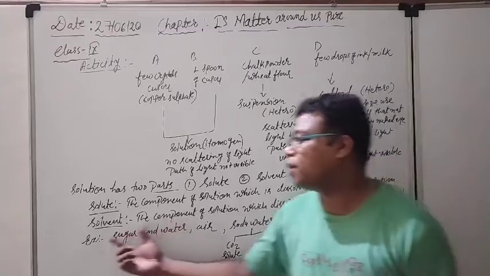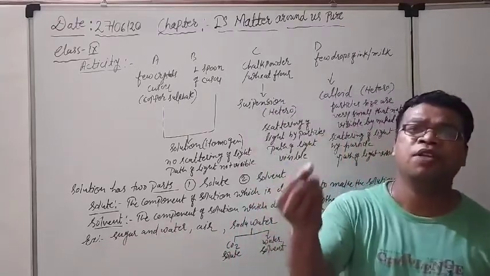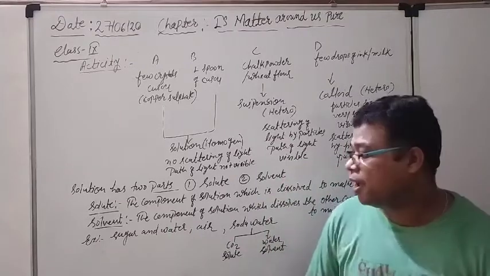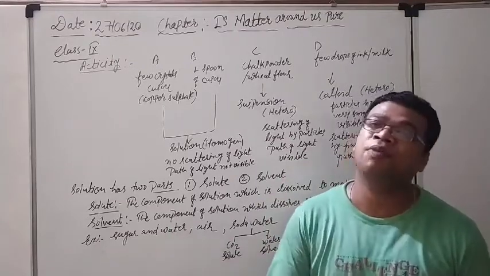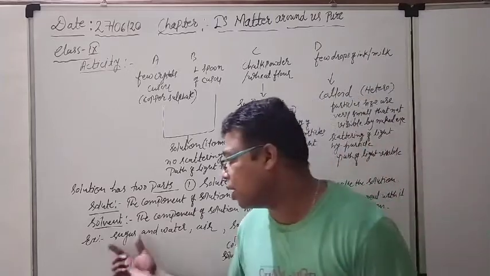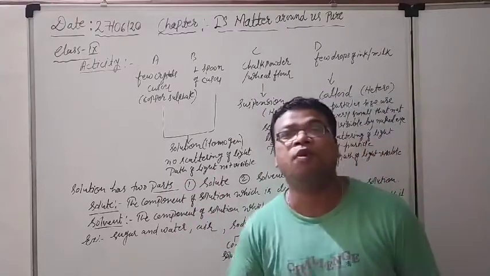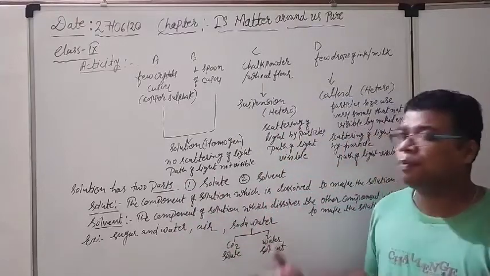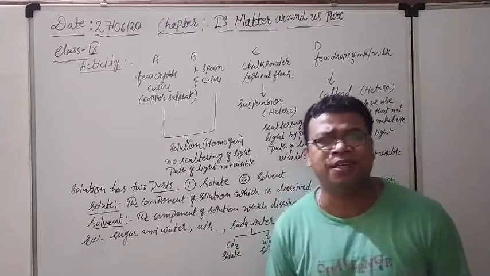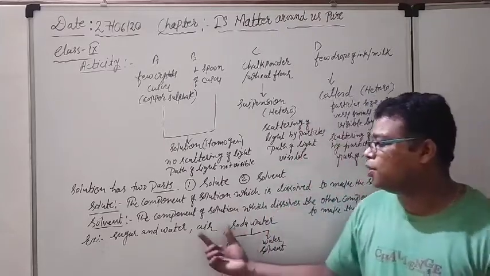For example, sugar and water. You know that the sugar will be only one spoonful, two spoonfuls, three spoonfuls, and the amount of water will always be large. Then only can we dissolve the sugar in the water. So sugar and water is an example of a solution. It is also an example of a homogeneous mixture, because a solution is actually a homogeneous mixture. Second example you can see is air.